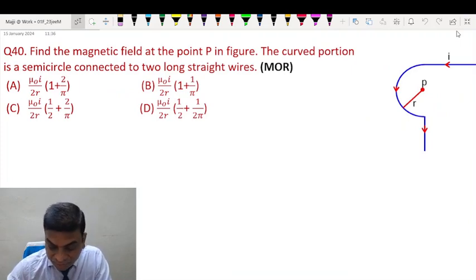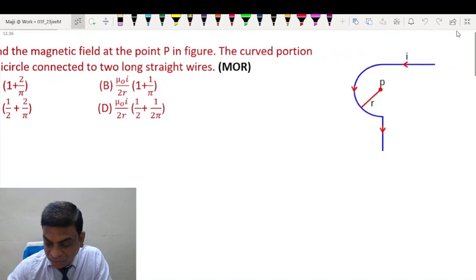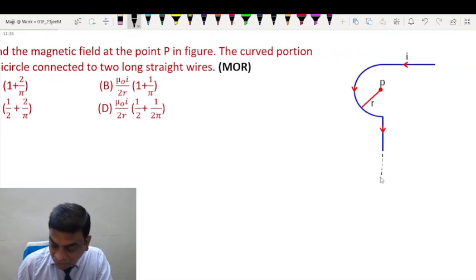Find the magnetic field at the point P in the figure. The curved portion is a semicircle connected to two long straight wires. You can see the figure, students. So this is infinitely long and this is also infinitely long. You have to find the magnetic field here.